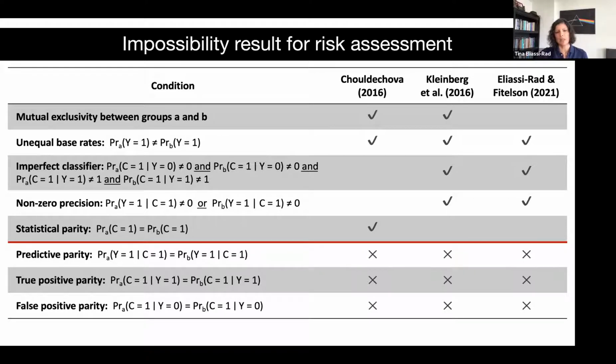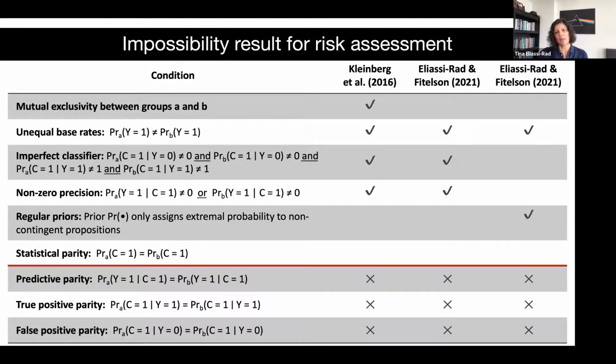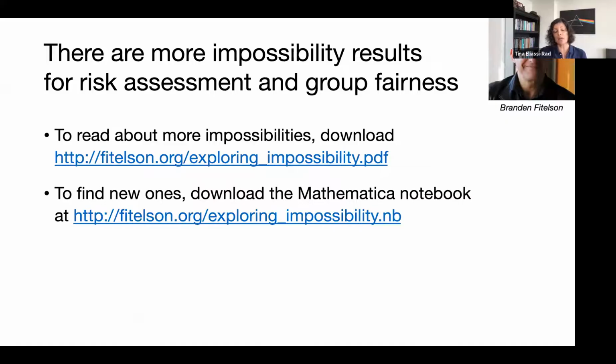satisfy these fairness measures. And in fact, you can make it even simpler, where in our work, we showed that as long as you have unequal base rates, you only need a very simple condition, which is that you only assign extreme probabilities to things that are either necessary or impossible. And these are very simple conditions to assume. And again, you can't satisfy all of these conditions that you would like. And there are lots of other kinds of impossibility results based on measures that you can get from the confusion matrix, and you can read them in this PDF up here. And if you want, we have a Mathematica notebook that you can download and find more impossibility results for yourself.